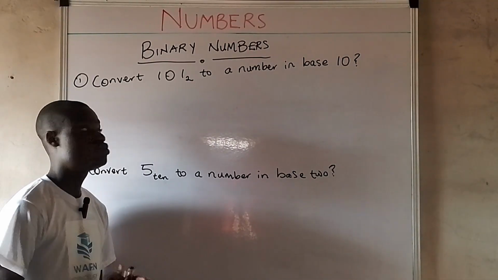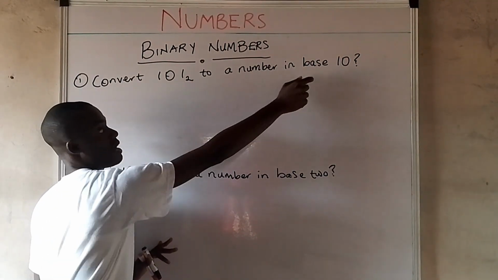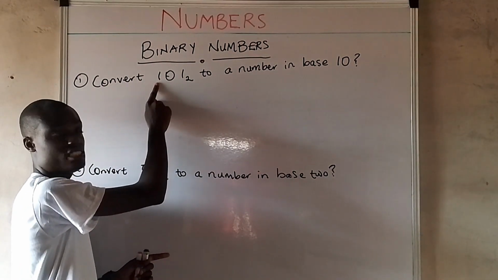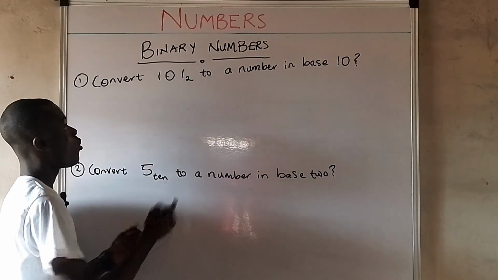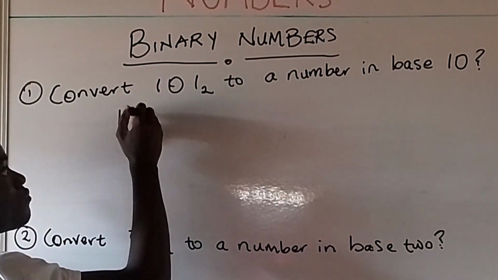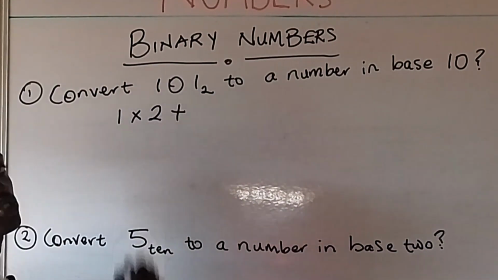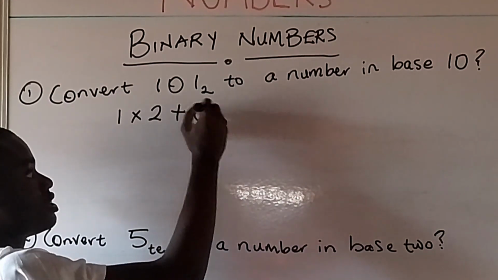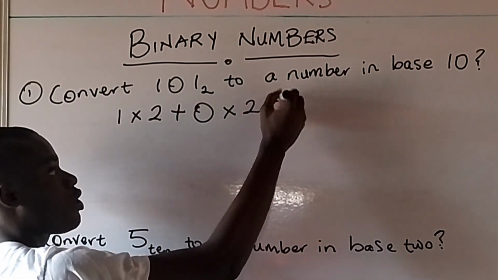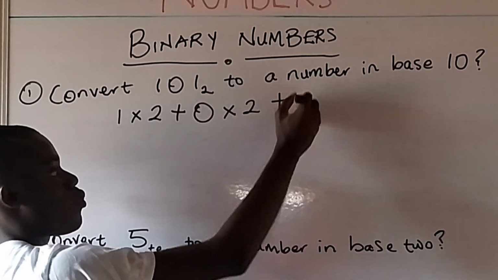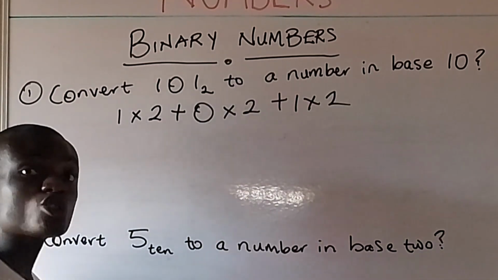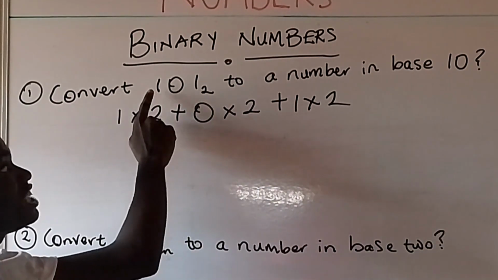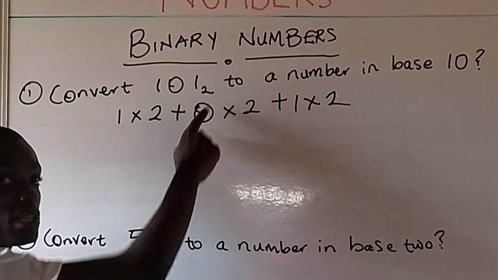So what are we going to do when we want to convert a number in base 2 to a number in base 10? First of all, we are going to multiply each of these digits by 2. So we are going to say 1 times 2, plus the next digit is 0, 0 times the base, which is 2, 0 times 2, plus the next number is 1, 1 times 2. So remember, multiply each of the digits, no matter how long it is, each of the digits by the base.